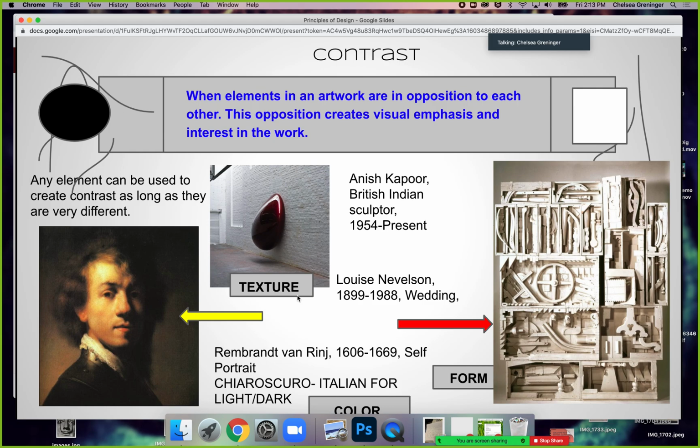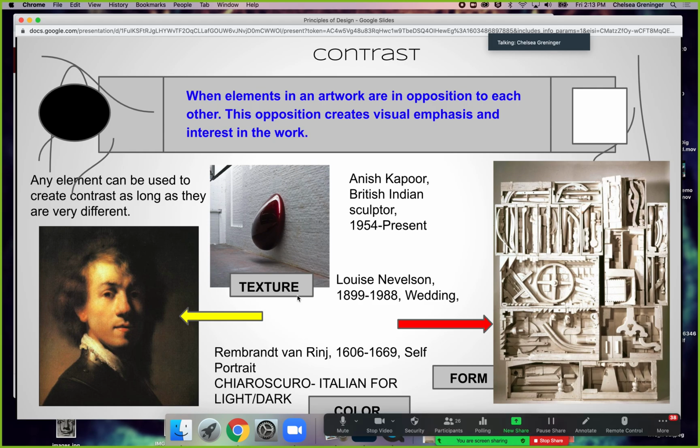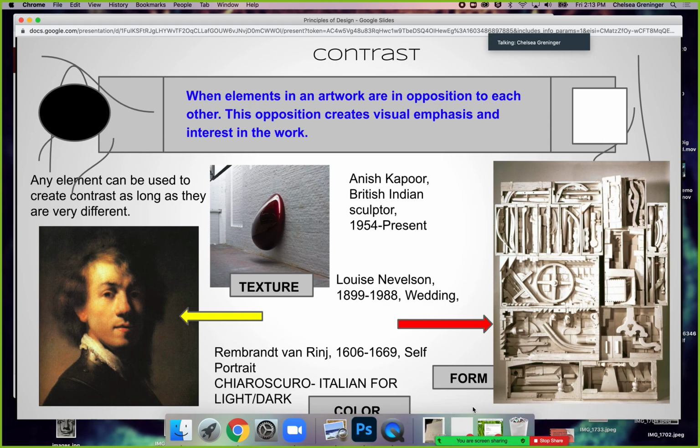What is the texture of the drop? Throw out some adjectives that describe the texture of the drop. It's smooth, right. And then the wall, the brick wall, is what in terms of texture? Rough. Rough, right? So there's the contrast, smooth against rough, okay? And then we can also have a contrast of form.